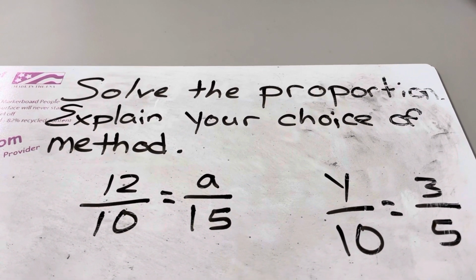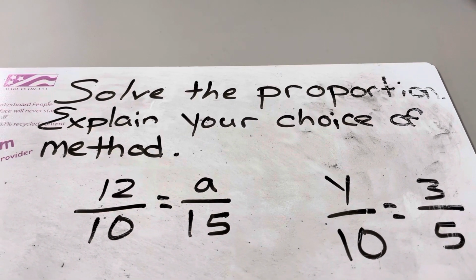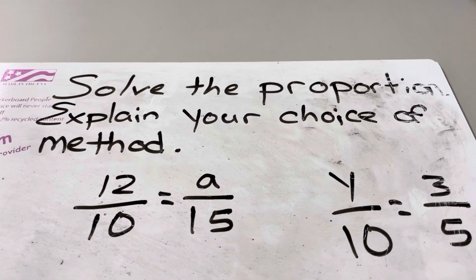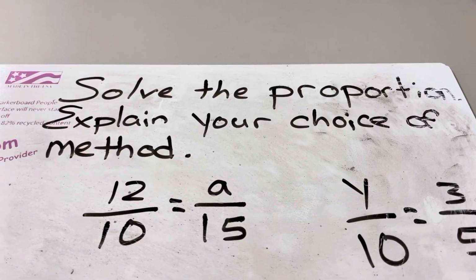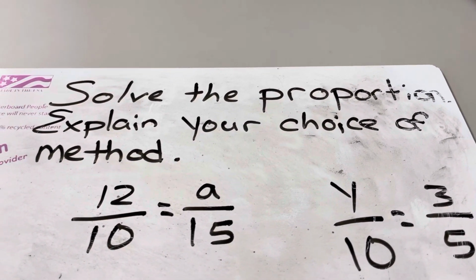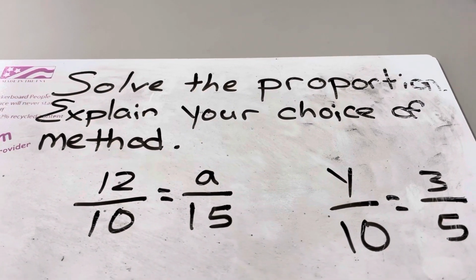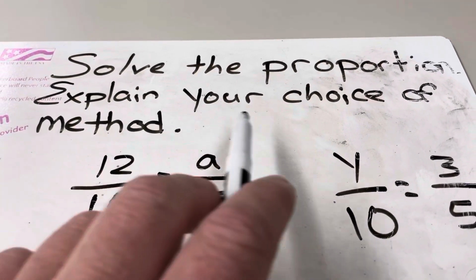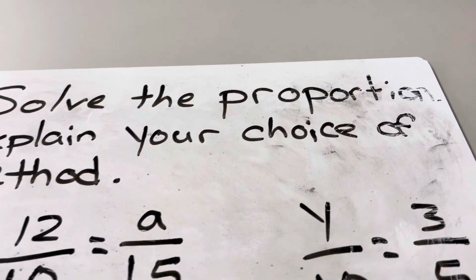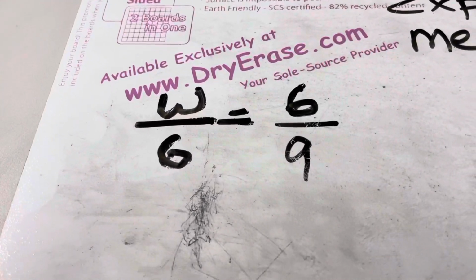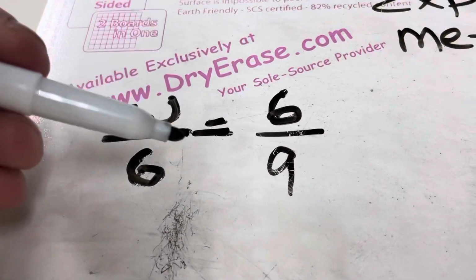We are moving along here in chapter 5. And this lesson is broken up into two parts. The first part is what we're going to be doing today. It says, solve the proportion, explain your choice of method. You're not really going to have to explain your choice of method, but you are going to have to solve the proportion. When we talk about solving a proportion, we're essentially meaning we look at something like this.